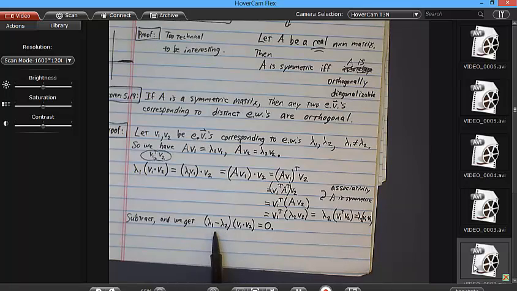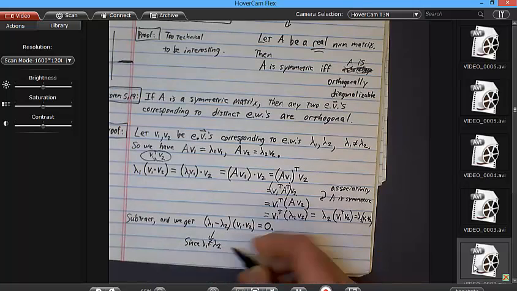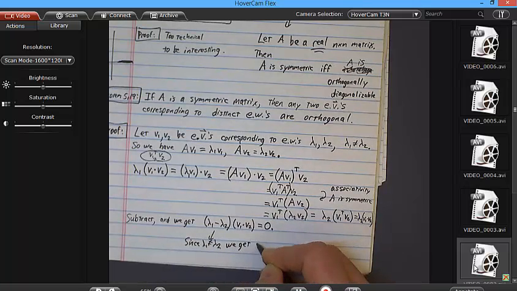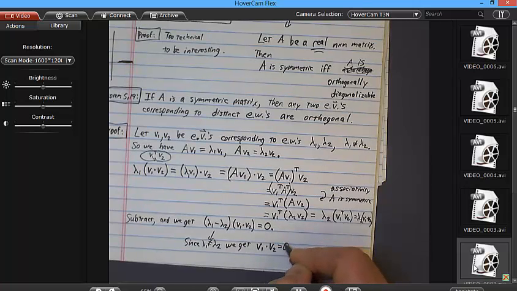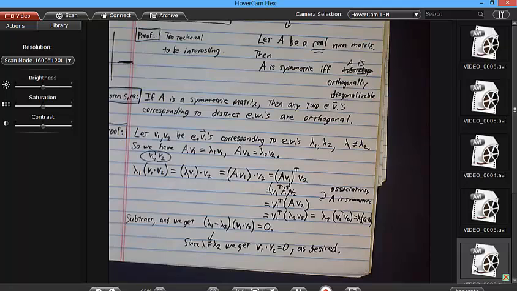Lambda 1 minus lambda 2, that's a number. V1 dot V2, that's a number. Two numbers multiplied to equal 0. What's that mean? One of them is 0. But we know, since lambda 1 does not equal lambda 2, right, we get V1 dot V2 equals 0 as desired. It's a pretty cool proof.